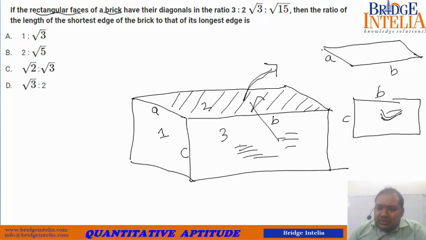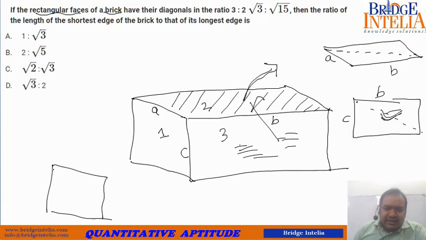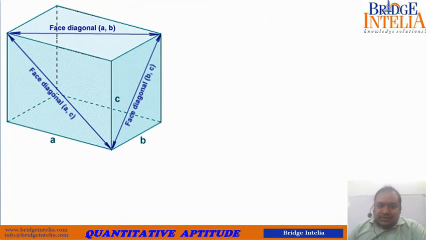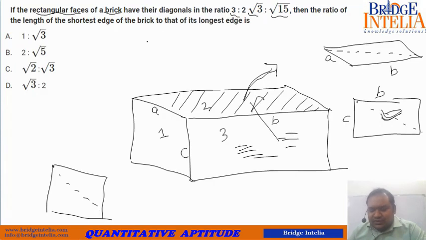So now this is the diagonal for this surface, this is the diagonal for this surface, and similarly if you would have drawn the third surface, you would have realized that these three surfaces being of three different sizes will produce three different diagonals. So this is what they are trying to say, that this is the ratio of those diagonals. Then you have to find the length of the shortest edge of the brick to the length of the longest edge. So let's try to solve this. So I have drawn the diagram of this brick, I have enlarged it so that you can understand carefully. So what is the ratio? Ratio is 3:2 root 3.